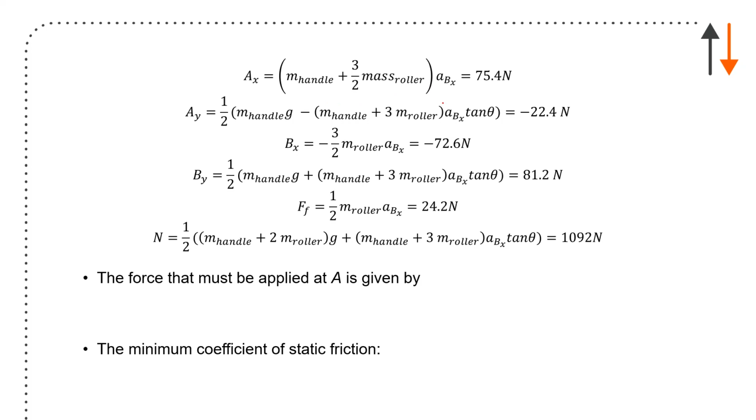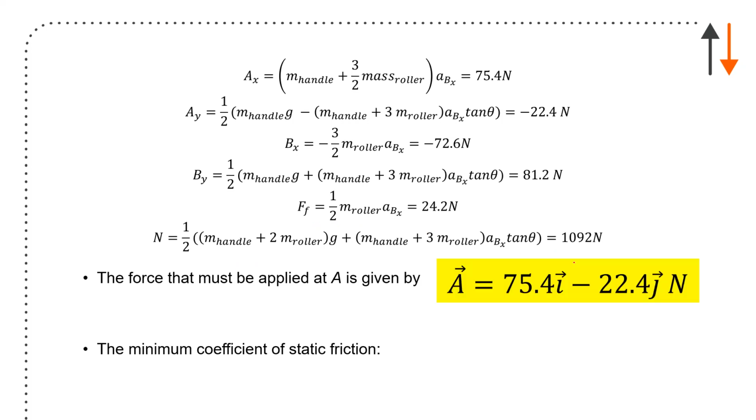So A_x, if I substitute in, is going to be 75.4 newtons. A_y is going to be minus 22.4 newtons. Kind of makes sense. I'm pushing down on the roller to sort of hold it in place, and I'm pushing forward to get things moving. B_x is minus 72.6 newtons, kind of pushing against me. B_y is 81.2 newtons, which is, again, kind of a heavy roller. Force of friction is 24.2 newtons, and the normal force, after all of this calculation, is 1092 newtons.